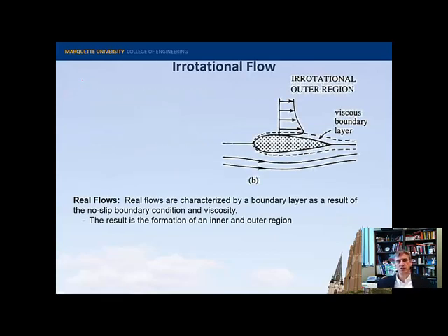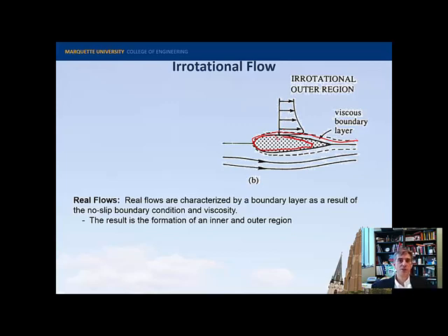So let's talk about irrotational flow. This is an image of a real flow field. Here's an airfoil, and it's a real flow field in the sense that there's a boundary layer that grows as a result of the no-slip boundary condition. Within this boundary layer, we term that flow the viscid region. Those particles are being acted upon with a high degree of viscosity. And outside of the boundary layer, the flow really doesn't know that there is any viscosity. It's the inviscid outer region.